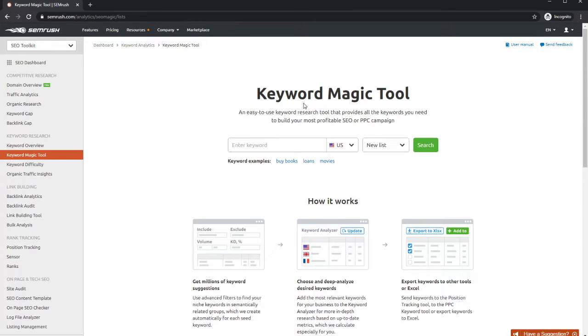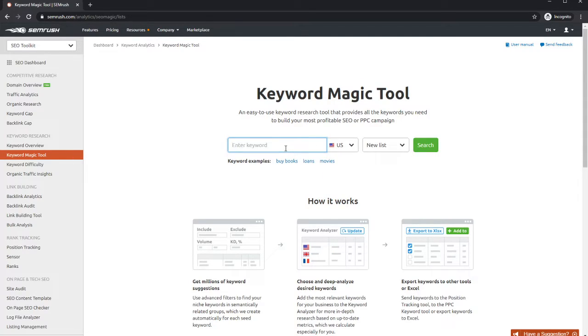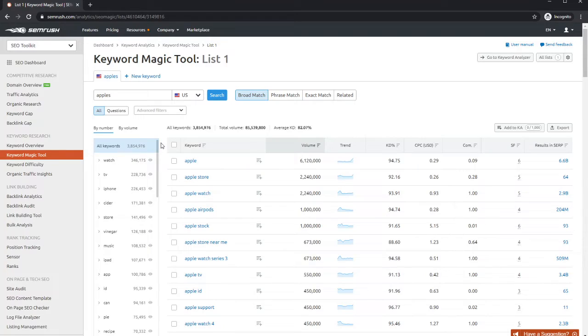So we have a keyword magic tool. So we basically type any word there is. So let's say we pick the US because let's just assume we're in the US. Pick any country you want. So let's just pick apples. Okay, so we're going to click search. Okay, so let it load. So search engine optimization, I think, is the most important when it comes to building your blog or e-commerce business.